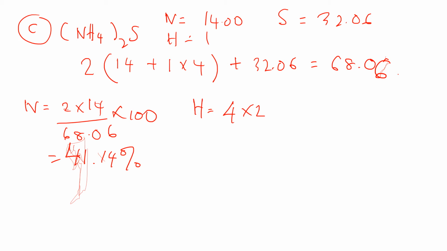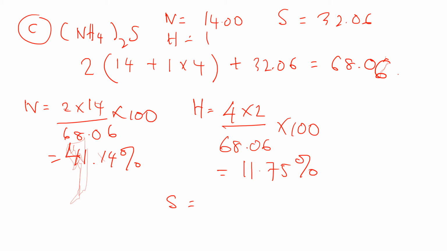Okay, and then for hydrogen, you have 4 times 2. We have 4 hydrogen atoms in bracket, and then outside the bracket we have 2. That's why we do 4 times 2 over 68.06 times 100. So the answer is 11.75%.